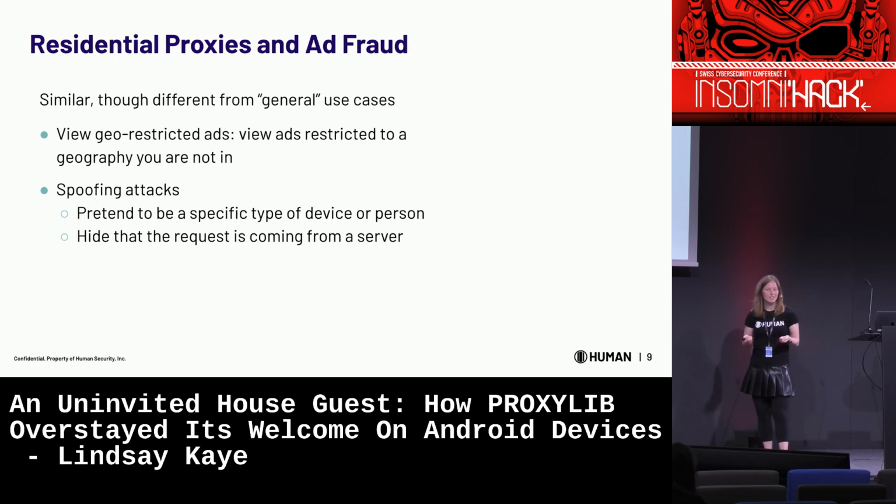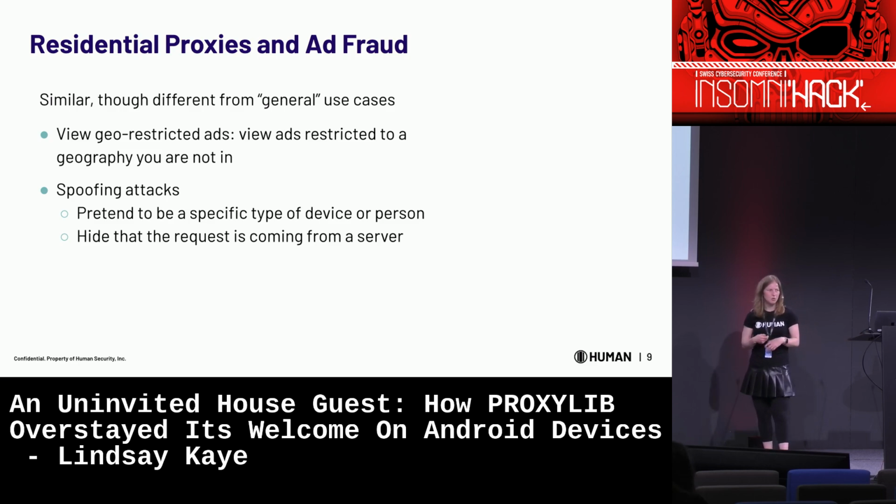So how are residential proxies and ad fraud related? Pretty similar, somewhat different from those general use cases. A couple of specific ones. Geo-restricted ads. Sometimes certain ads are only shown to people in certain geographies, right? You're probably pretty familiar with different demographics for displaying ads. If, for example, a threat actor has a really vested interest in getting a lot of views or clicks on ads from a particular geography that they are not in, you could use the residential proxy IP to pretend you are.